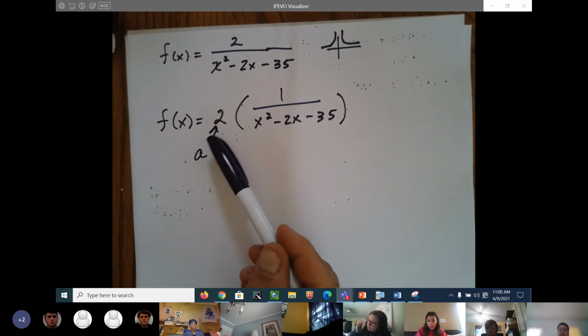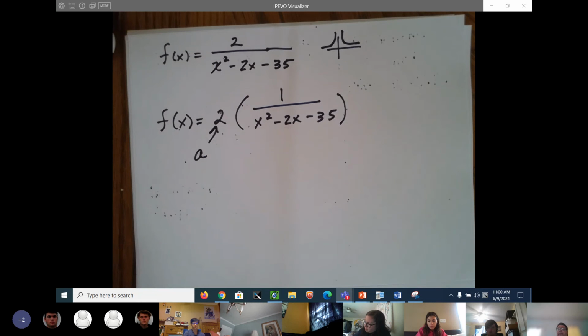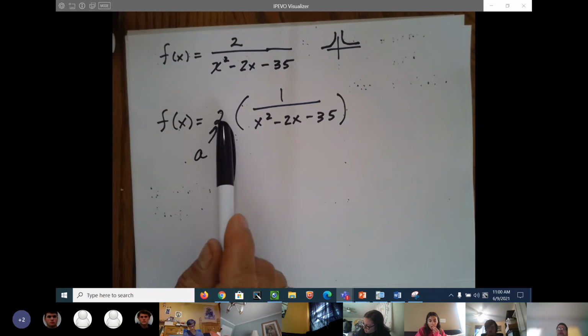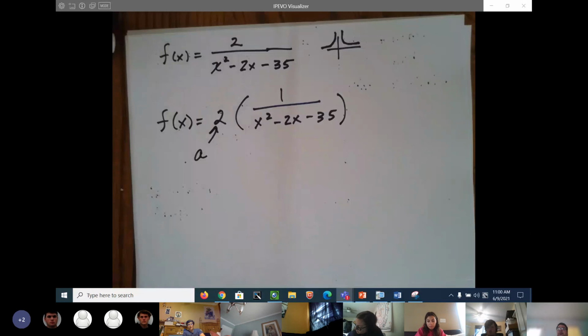Somebody tell me what that A means. What does that A mean? What does 2 mean? Is it going to be compressed or is it going to be squatted? Come on, somebody tell me. Compressed. It's going to be skinny.